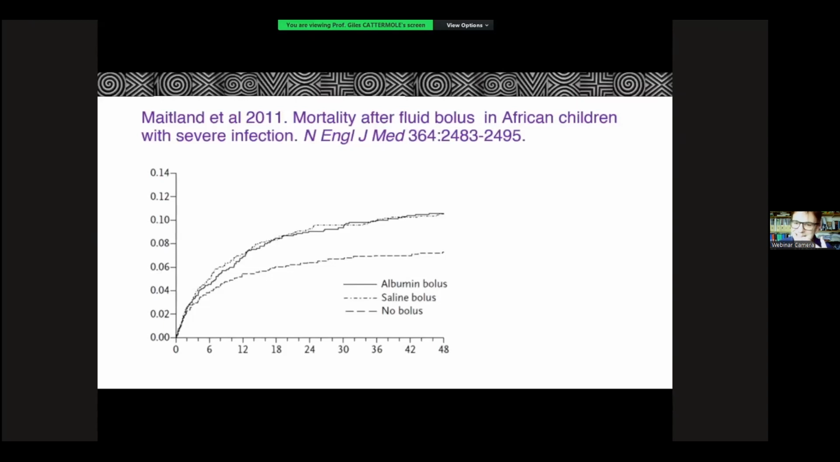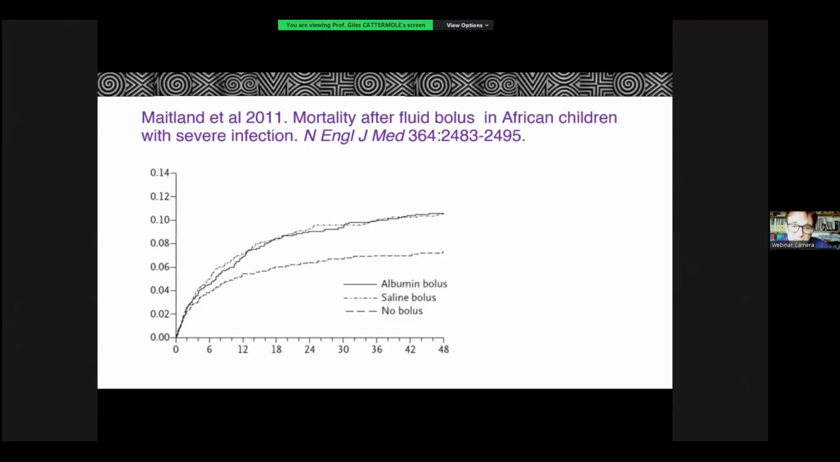This was a study of about 3,000 children with sepsis. About half of them had malaria, but half did not, but they were all septic children in East Africa. And they were randomized to either albumin, saline, or no bolus. And what I mean by the bolus is the standard APLS 20 mils per kilo that we normally give. That is what our APLS teaching still is.